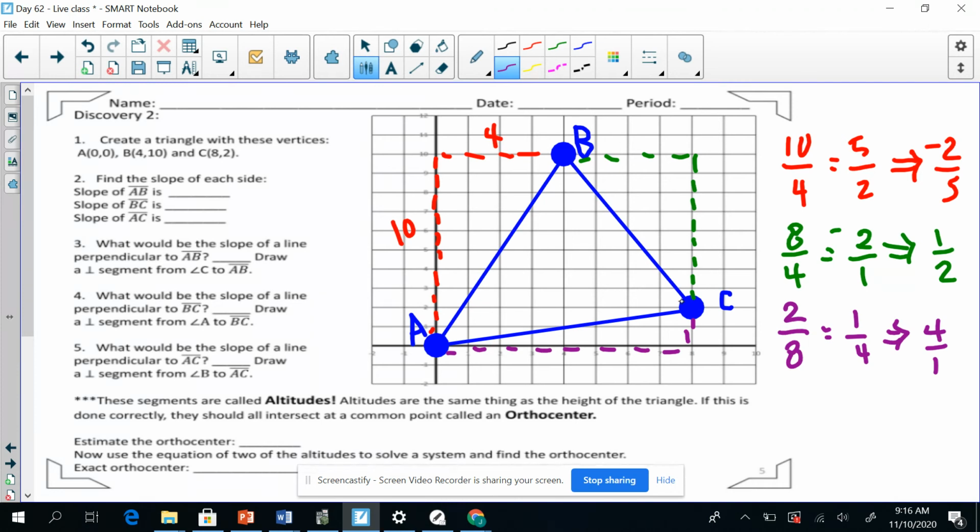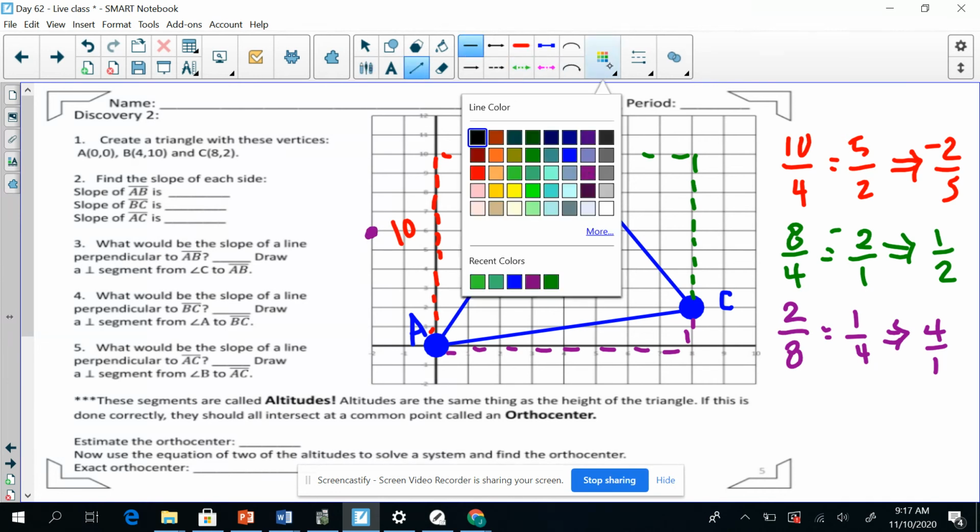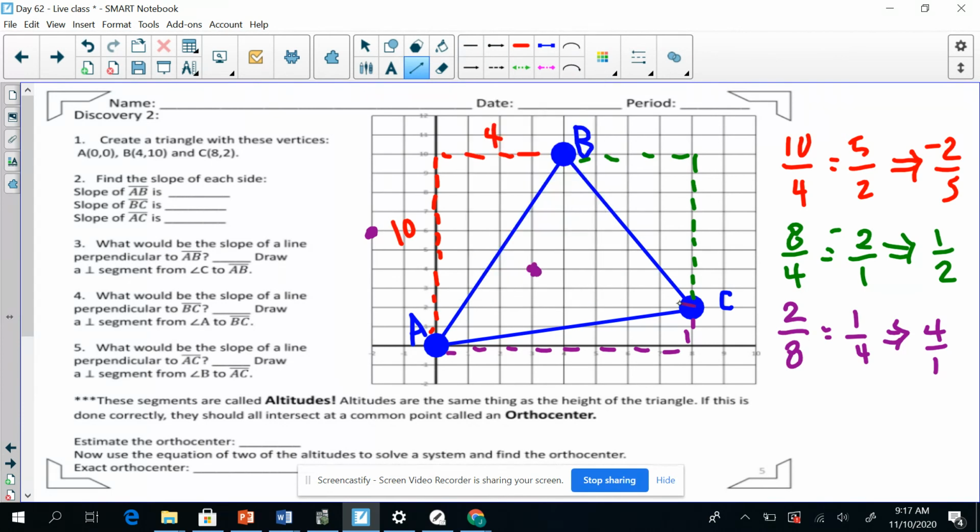So if I'm going from angle C and I want to go straight down, that means from this point I'm going perpendicular to AB. So that means I need to go negative 2/5. Sorry, I did that wrong. That would be positive 2/5, negative 2/5, which would be going this way, up 2 over 5. That is definitely not perpendicular.